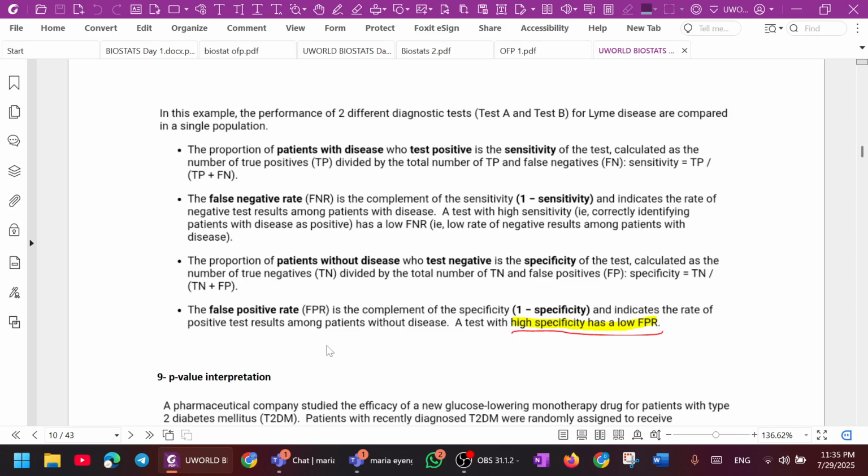Test A was able to find it: if you have the disease, it comes positive. So it's able to detect the disease, whereas test B could not do it. Test A was not able to tell if you don't have the disease; it is not able to test negative, whereas test B was able to find that you don't have the disease. So test A has high sensitivity and test B has high specificity. We know sensitivity is true positive and specificity is true negative.